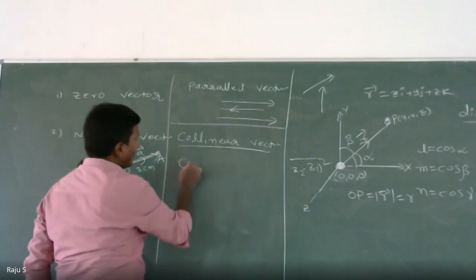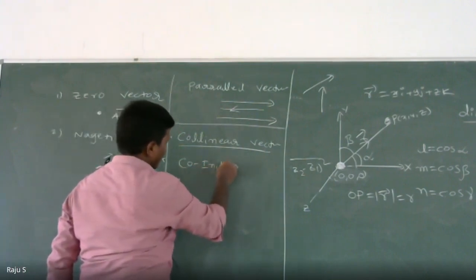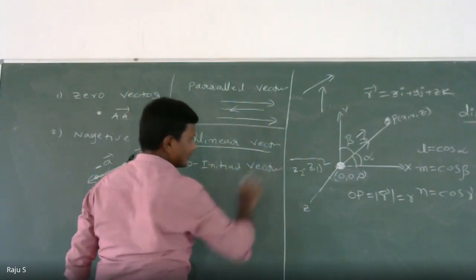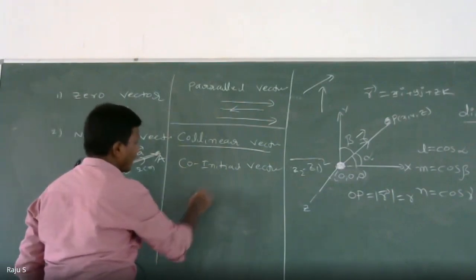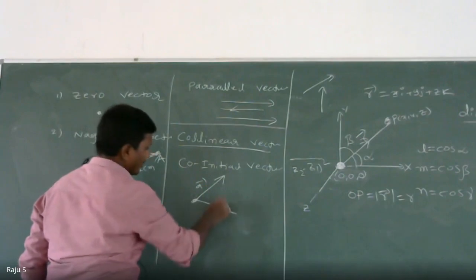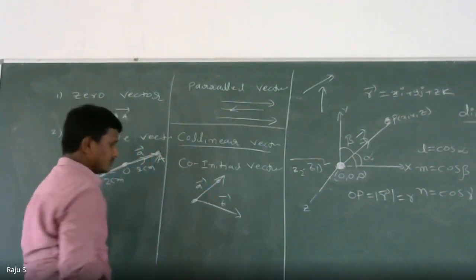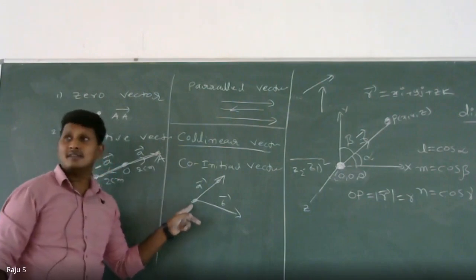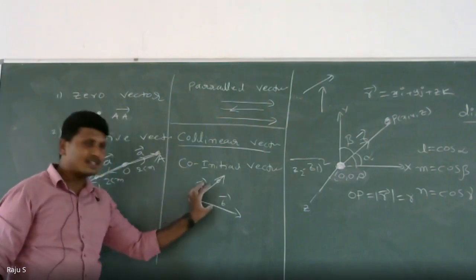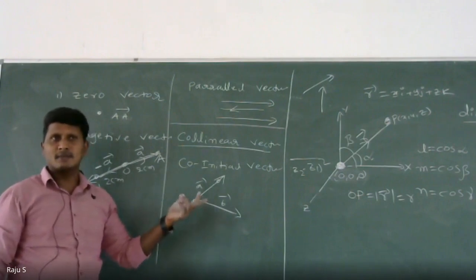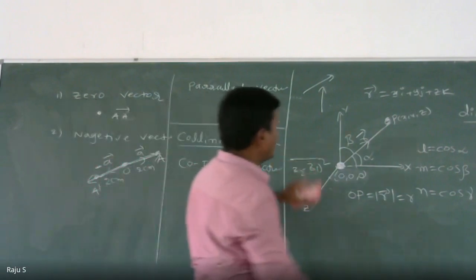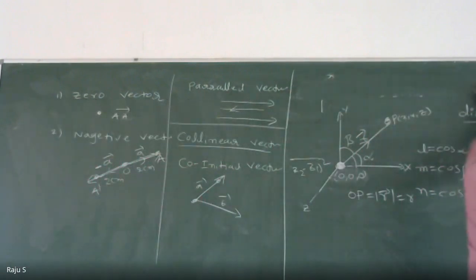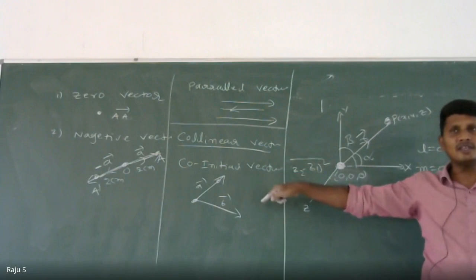And next, co-initial vectors. What is meant by co-initial vectors? Co-initial: initial point must be the same. This is one vector A. This is one vector B. What do you observe here? Starting point is the same. Two vectors are there, it may be two or more, but the starting point, initial point, is the same. Co-initial. Co-terminal means the ending point is the same.